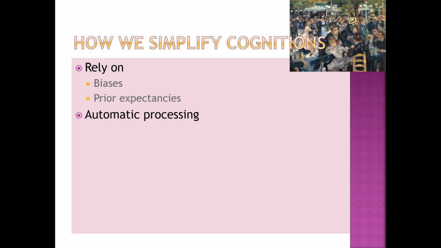I'm going through these quickly because I've already beaten the biases to death, haven't I? I've talked a lot about prior expectancies. I just got done in an earlier part of this chapter talking about automatic processing. Let's illustrate automatic processing.